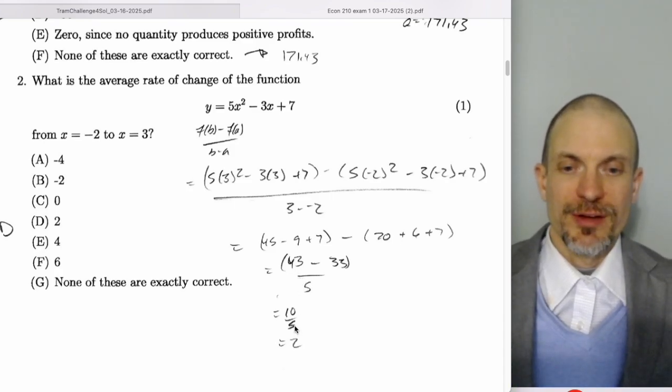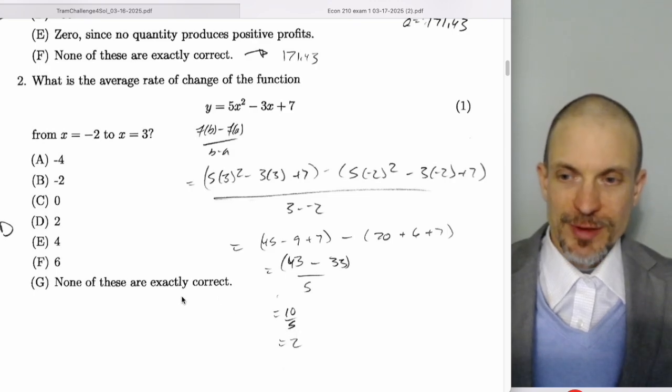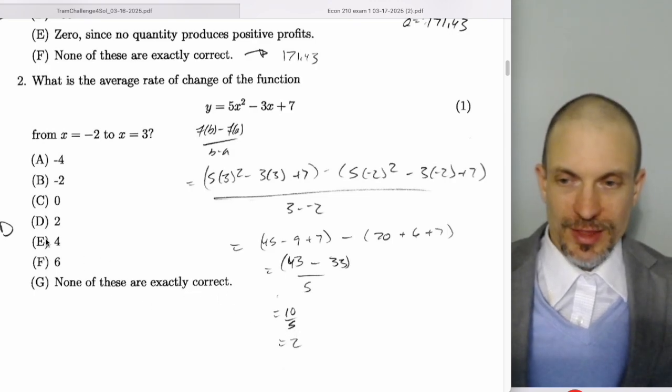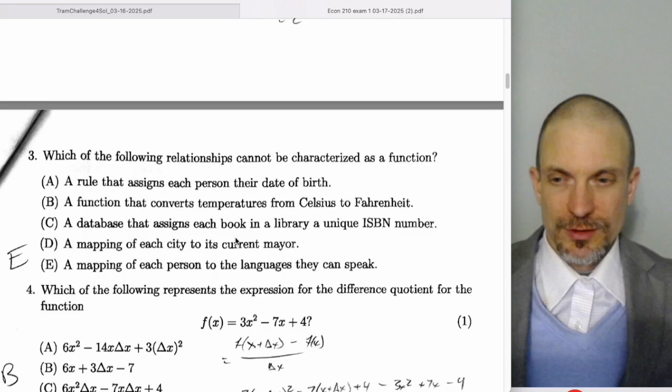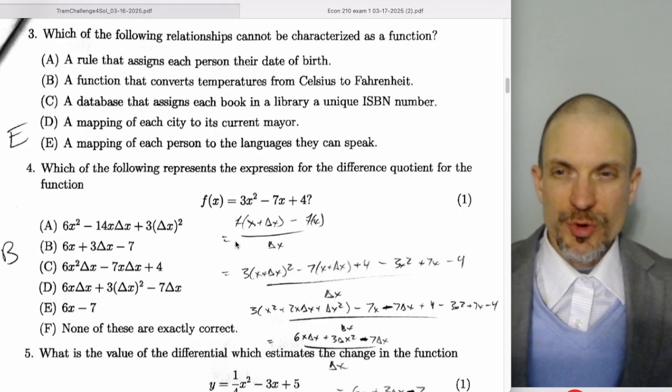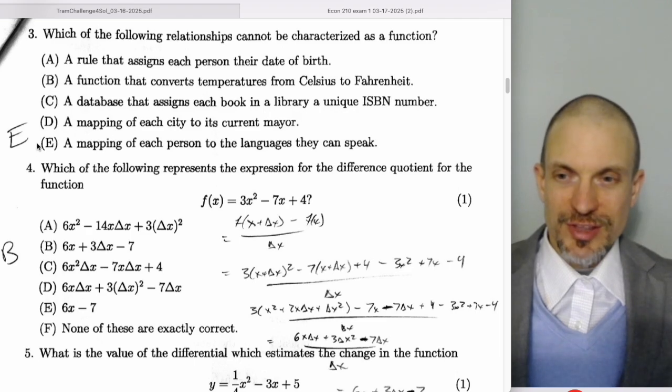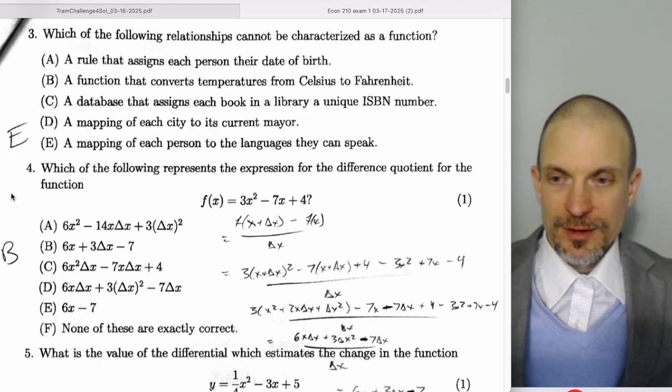Which is 10 divided by 5, excuse me, is 2, and that's the answer. Okay. So which of the following relationships cannot be characterized as a function? The answer here is E, mapping of each person to the languages they speak, because one person could speak multiple languages. Many people do, actually.